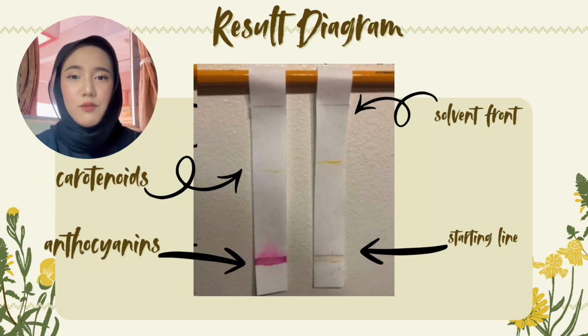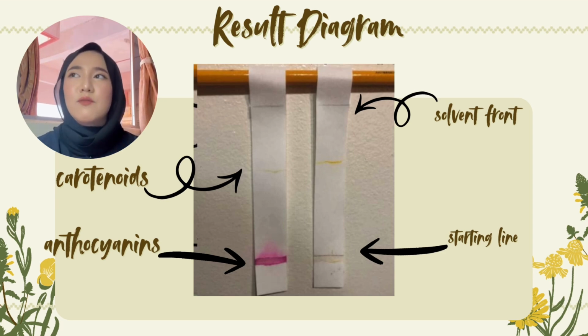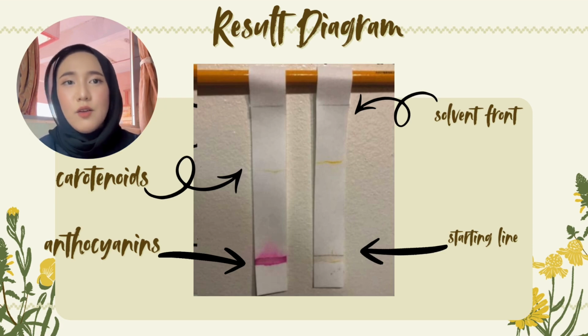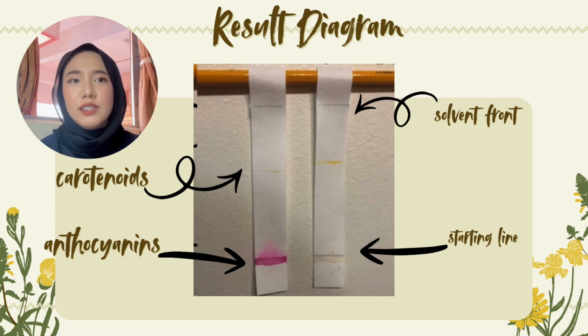Okay, we move to the next slide, which shows the result of chromatography after the solvent has finished moving up the paper. So the starting line is where the sample was first placed. The solvent front shows how far the solvent traveled. So we can see different color bands on the paper. Each band represents a different pigment in the plant extract.